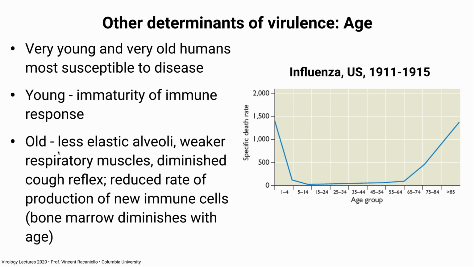We think some of the contributions are that they have less elastic alveoli, weaker respiratory muscle, diminished cough reflex, and a reduced rate of production of new immune cells. The bone marrow diminishes with age. Even at my age, I'm beginning to have much less bone marrow. And so you can't make new immune cells as they're needed. And so that all may contribute. And this can be studied in mice, in which age is a determinant of virulence.